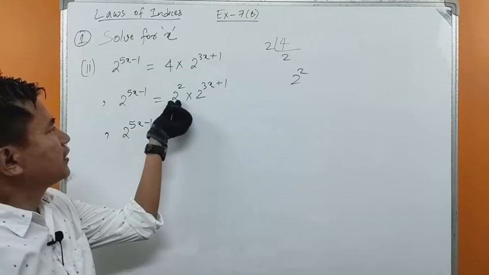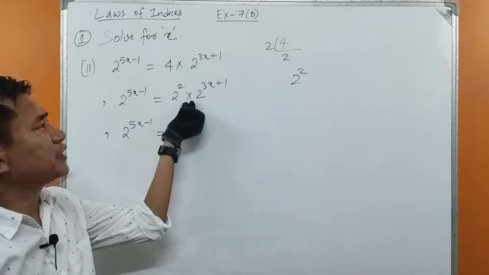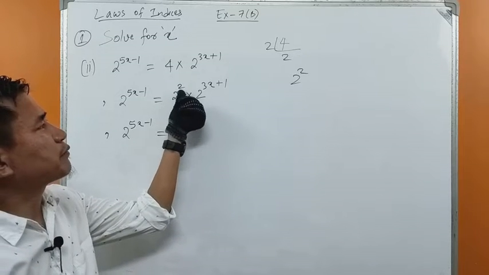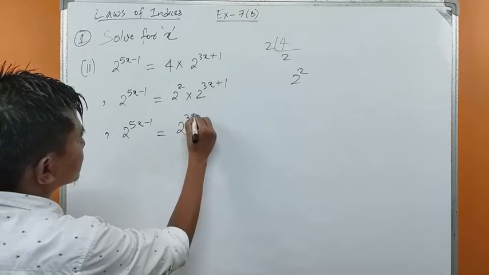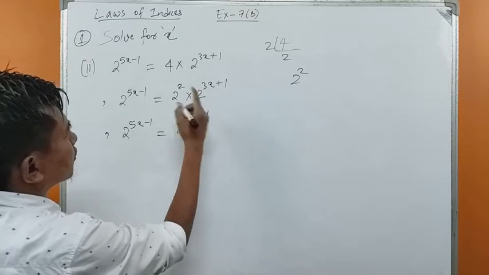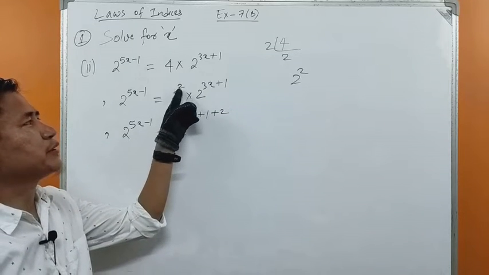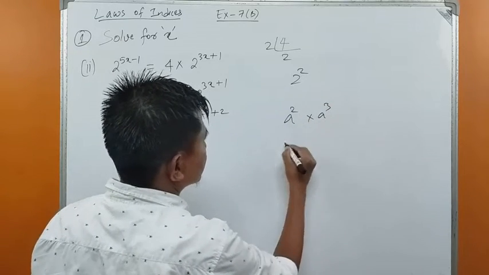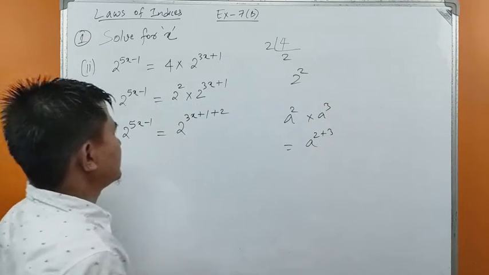So here you can see the bases are same, 2 and 2, and these numbers are being multiplied. There is a multiplication sign in between them, isn't it? So when the bases are same and they are multiplied, their powers will be added. So you can write this as 2 to the power 3x plus 1. We already have this power, 2 to the power 3x plus 1. Now this plus 2 comes here. When the bases are same and they are multiplied, their powers will be added. A square into a cube: the bases are same, so we add up the powers, 2 plus 3.